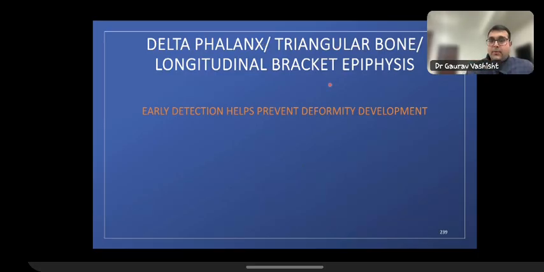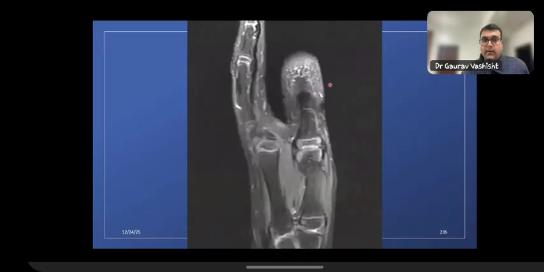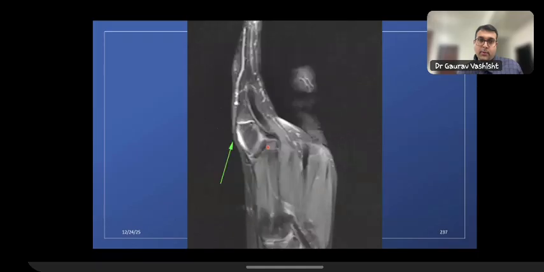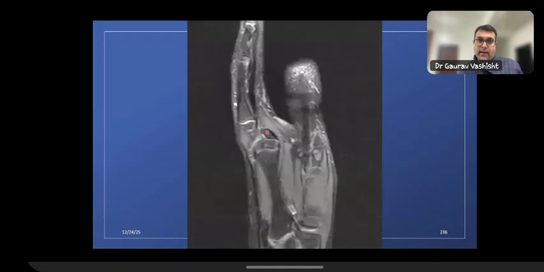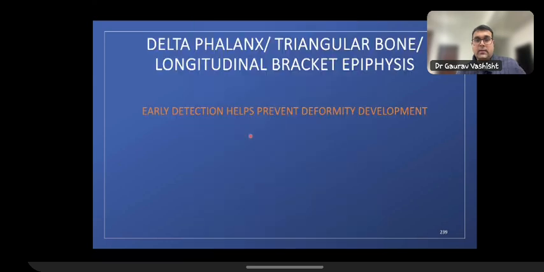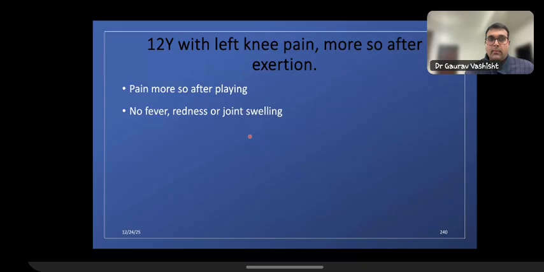And early detection helps to prevent deformity, because what happens is when there is loss of alignment between these bones, the metacarpal head tends to impinge over the flexor tendon as well as the volar plate at this level. Okay, so this needs surgical correction, and this child was taken up for a surgical correction by the wrist surgeon.